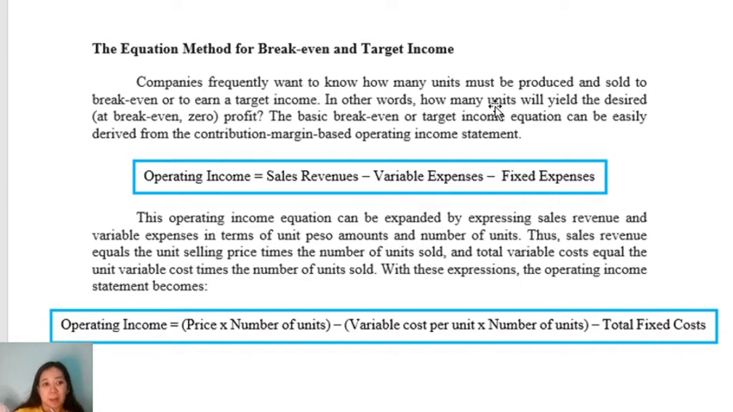So this operating income equation can be expanded. If you could notice in the slide, we still have the same equation in the first one, but in the second equation we just expand it. When we say sales revenue, that is the product of your price and number of units. Your variable expense is equal to variable cost per unit times the number of units. Total fixed cost is just total fixed cost.